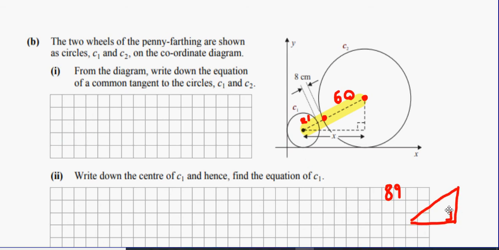Now, what's a common tangent, lads? A line that hits it only once. I think the x-axis is a tangent to both circles. That makes sense? The x-axis is a tangent to both circles. Would that make sense? Now, you could say the x-axis. Will that get me full marks? Why not? What's guaranteed about the x-axis?